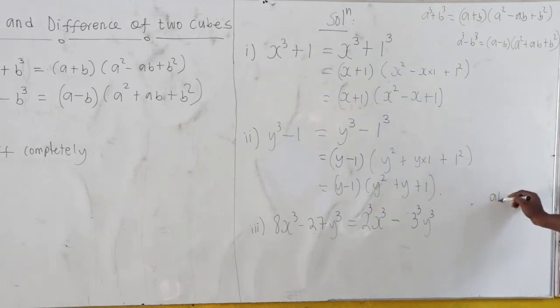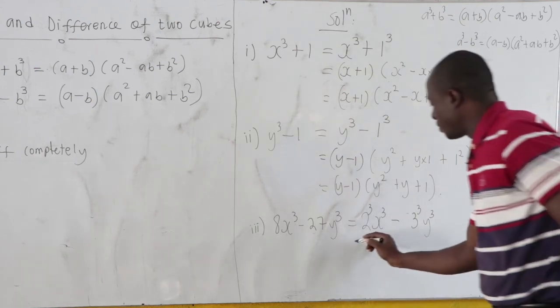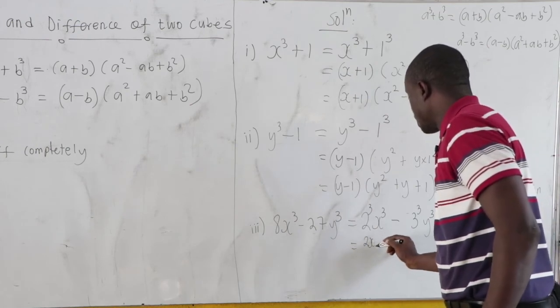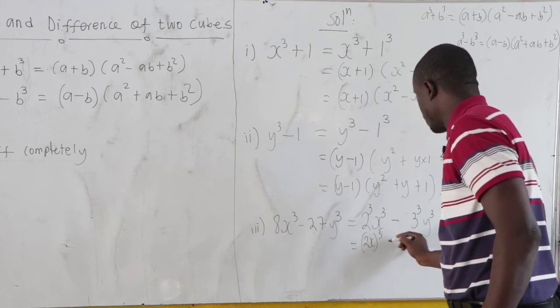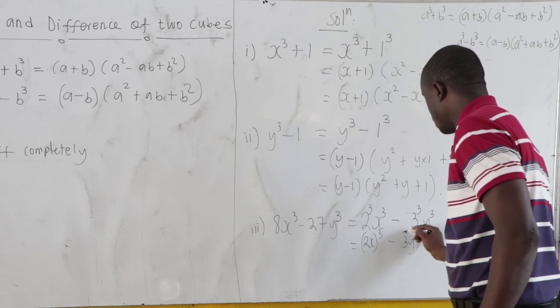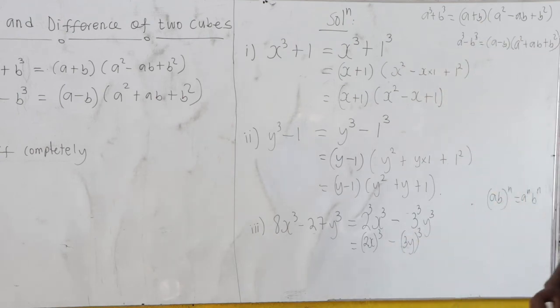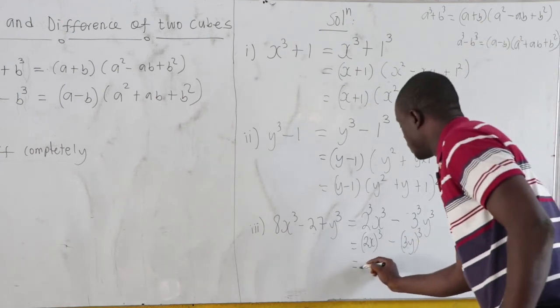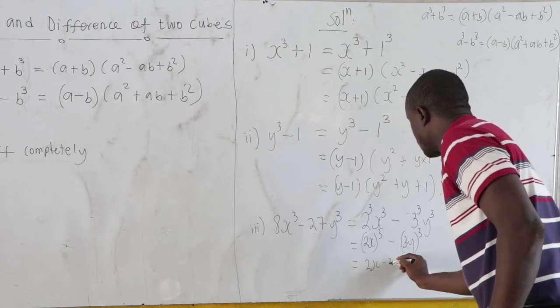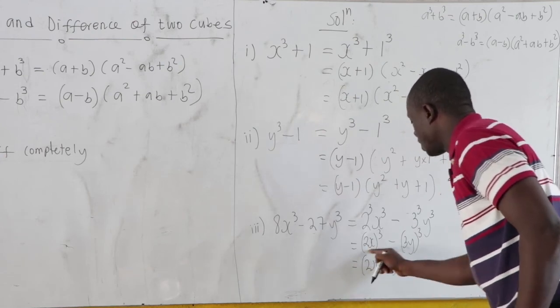Now we know that if you have (ab) all to the power n, this is a^n b^n. So if you have this, we can change it into this. So from here, this is the same as (2x) all to the power 3 minus (3y) all to the power 3. So difference of 2 cubes. So this is just (2x minus 3y), a minus b.